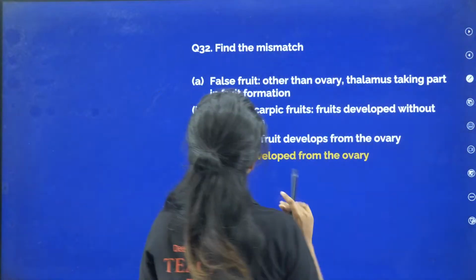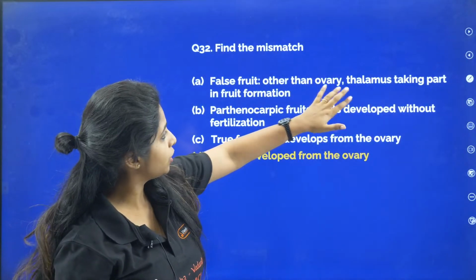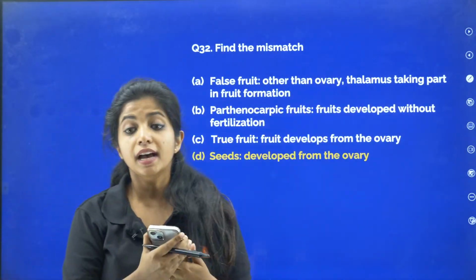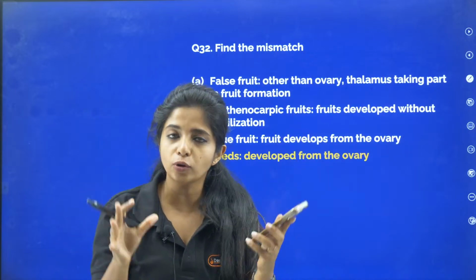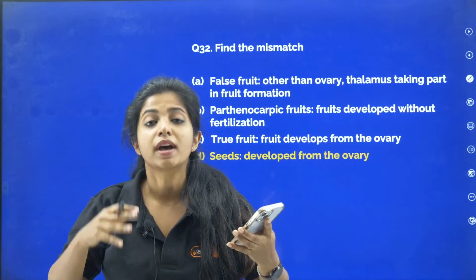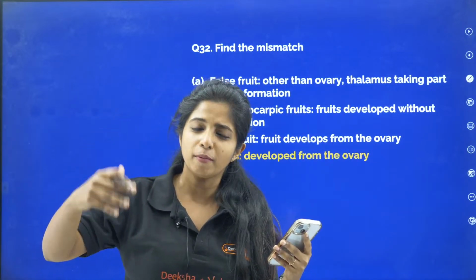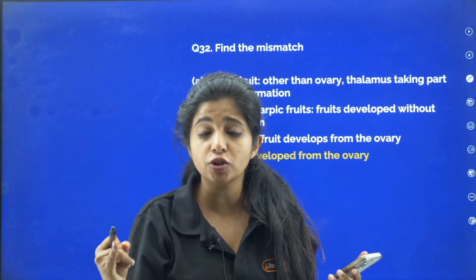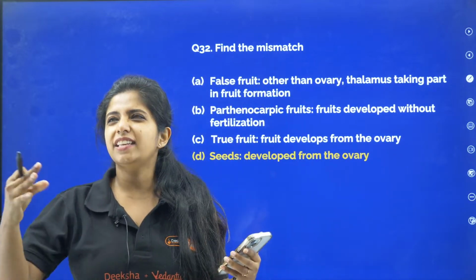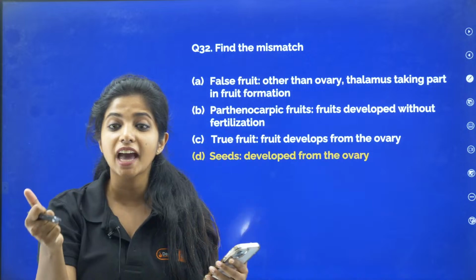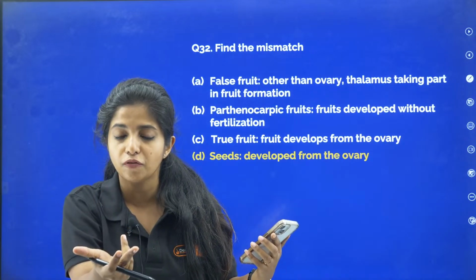Next thing. Find the mismatch. False fruits other than the ovary, thalamus taking part in the fruit formation. Okay, false fruits are the ones where not just the ovary but anything else can also help in the formation of fruits. That is correct. Example is cashew nut, and apple. In the apple, basically the thalamus is participating in the formation of fruit.